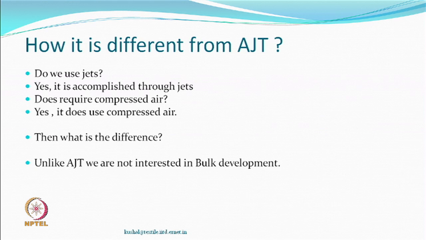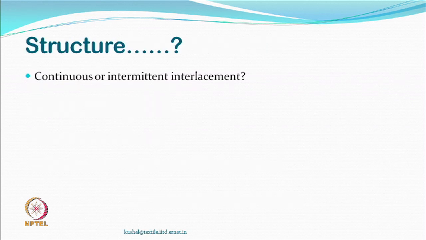Because we are giving overfeed. So, one important difference that we have is we do not want to give any overfeed. If you do not give any overfeed, then bulk may not be developed, because you are just interested that the filaments somehow stay together. So, this so-called interlacement, is it a continuous interlacement or is it intermittent interlacement? So, that is in some way defining the interlaced yarn structure.